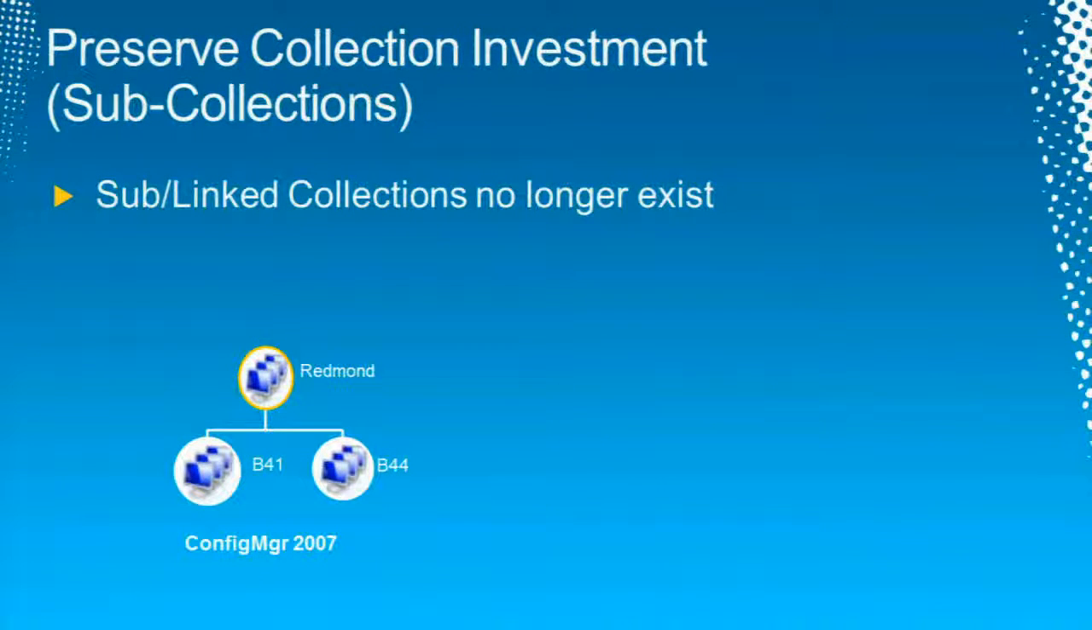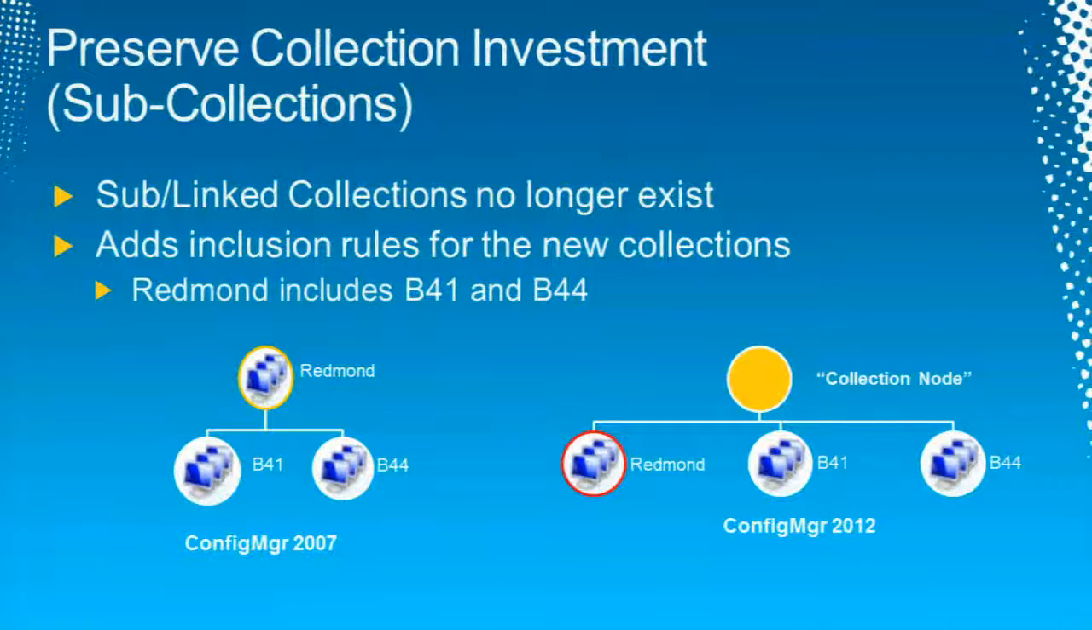Our collections, I'll show you what happened with collections. We no longer have sub-collections. Sub-collections go away. So all you have is collections now. But what we do is we preserve your existing relationship. So here's a collection Redmond with two buildings, Building 41, Building 44 as sub-collections. What we would do then is in the collections node, we actually create an administrative folder called Redmond. So your root collection that is empty becomes an administrative folder in the collections node. And then we would create those two collections, B41 and B44, as collections inside that folder, Redmond.